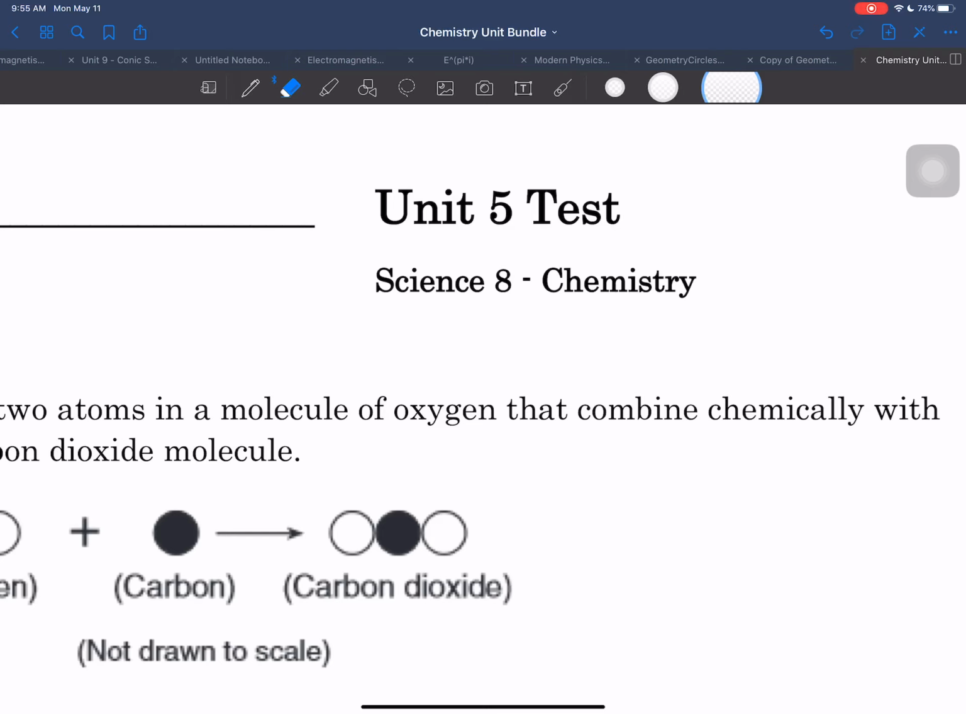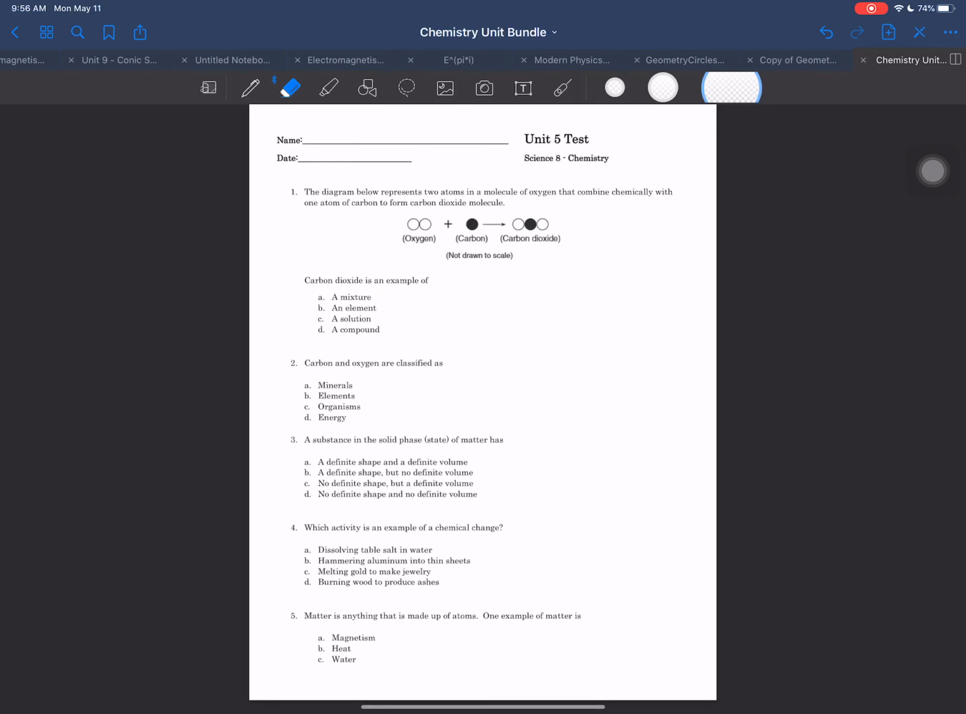unit. I'm going to be grading it a little bit differently because of the way we're learning. There were some lab activities that we were unable to do, so I'm going to keep that in mind. I'm going to be grading this with some leniency and so forth. But you will have this test that you will complete.